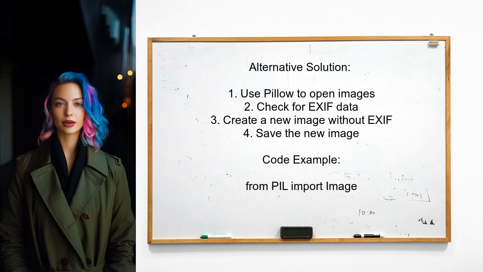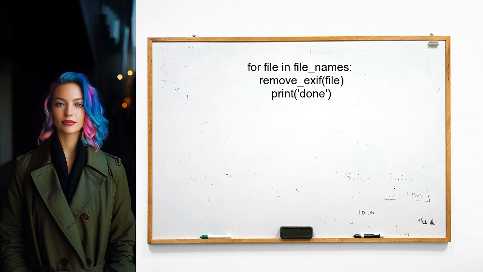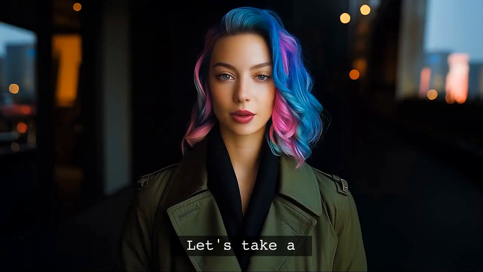One alternative approach to identify images with possibly corrupt EXIF data is to remove the EXIF data entirely. A user shared a Python script that uses the Pillow library to do this. The script opens each image, checks for EXIF data, and if it exists, it creates a new image without the EXIF data and saves it back. That's all on that answer. Let's take a look at another one.